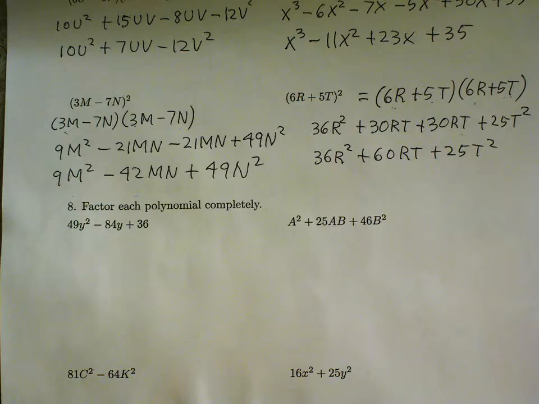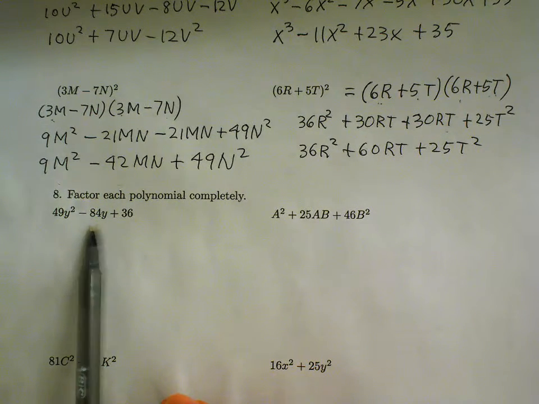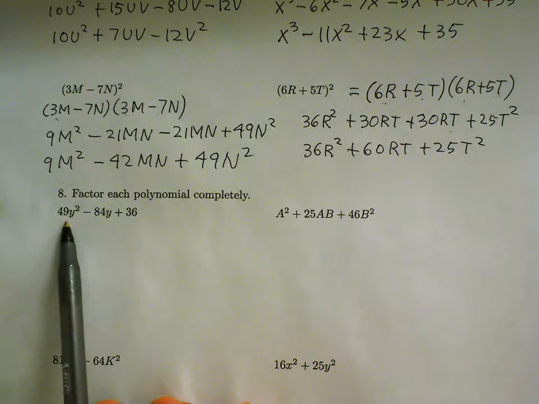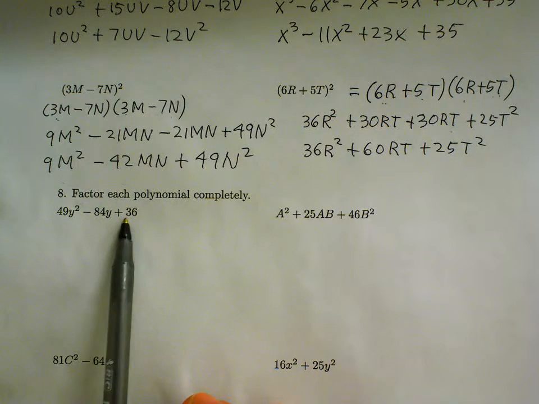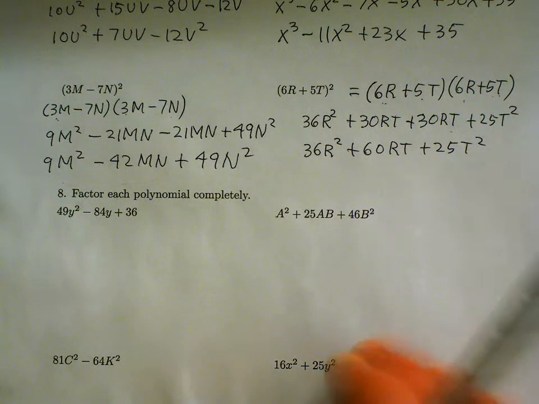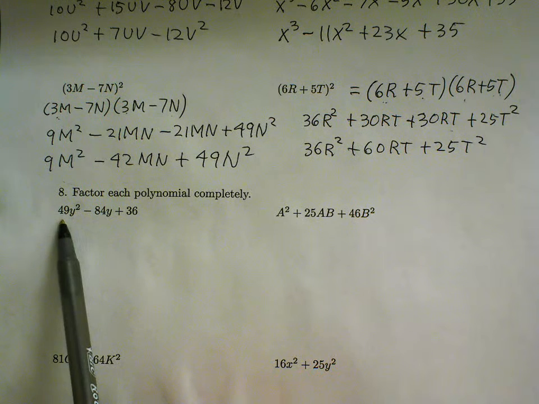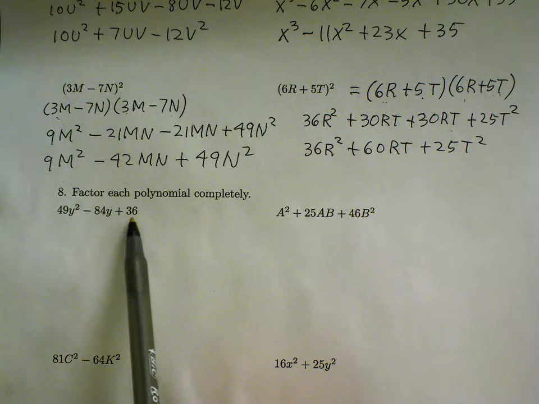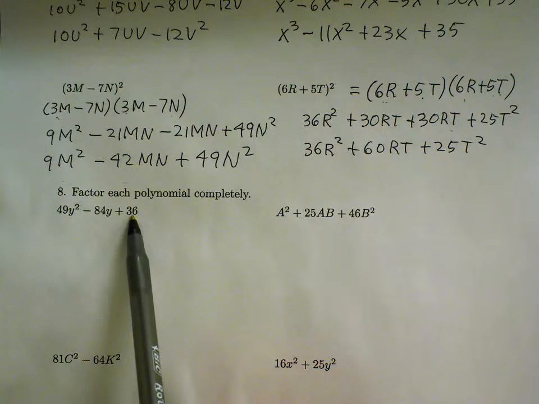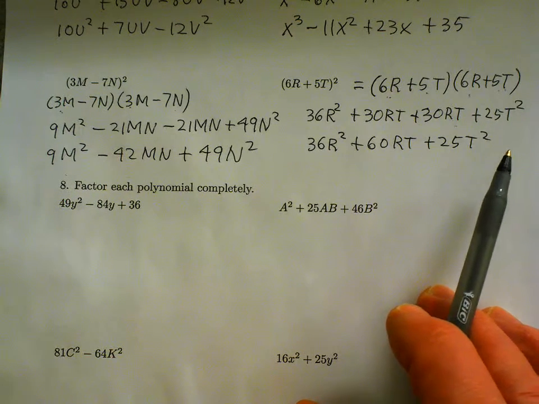And now we do the reverse process of multiplying. So factor each polynomial. This first one, 49y to the second minus 84y plus 36. The greatest common factor of all three terms is 1. So since the term on the left, 49y to the second, is a perfect square, and the term on the right, 36, is also a perfect square, let's check to see if it's a perfect square trinomial.